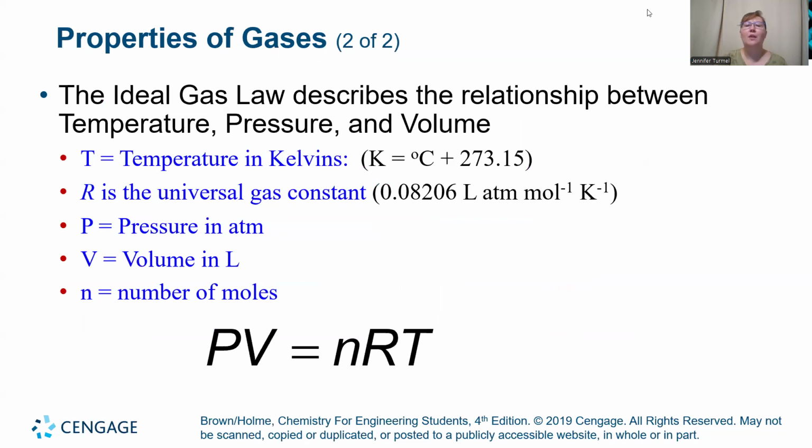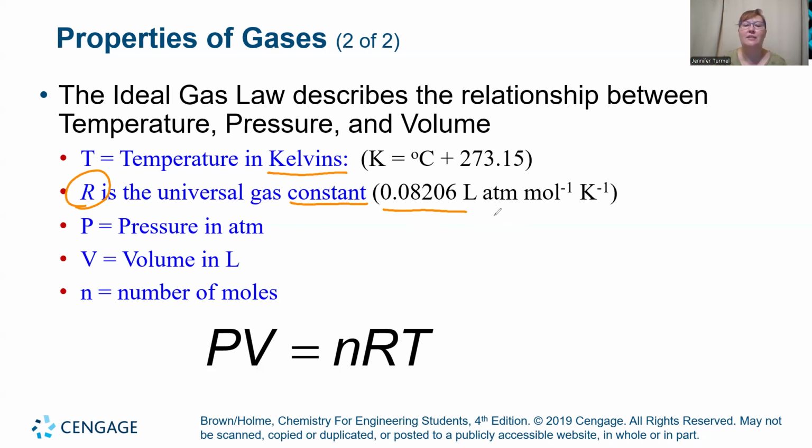Okay, so let's go ahead and begin with the ideal gas law. The ideal gas law describes the relationship between temperature, pressure, and volume. Okay, and again, just like what I had mentioned before, your temperature must be in kelvins. For most of this chapter, we will be dealing with an R value that is a constant, and that constant is going to be 0.08206.